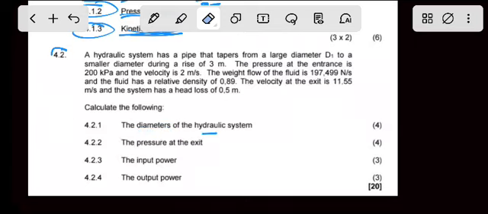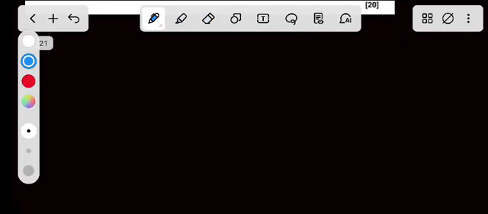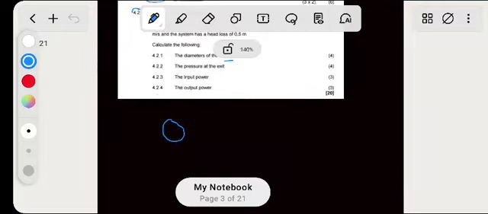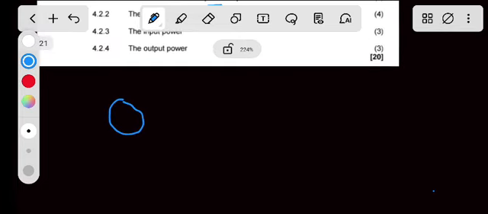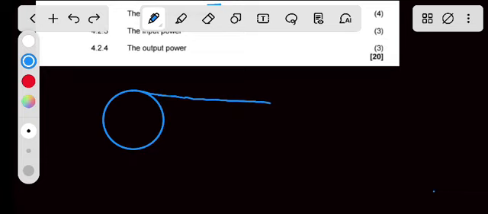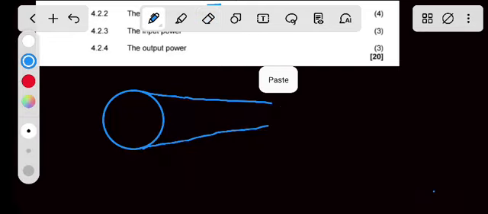To understand this part, this is a taper pipe. A taper pipe is a pipe that starts from a bigger diameter, then as it goes, it becomes smaller and ends up with a smaller diameter. So this is the pipe.